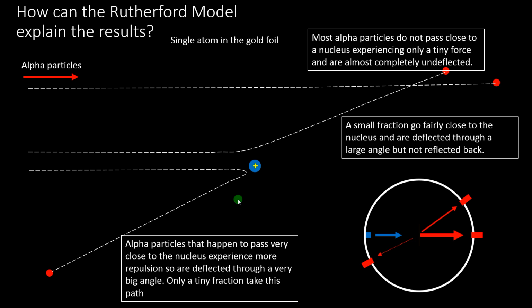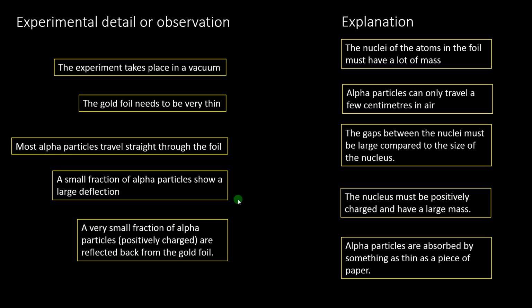So you need to be able to explain how those two things link together. And finally, just some features of the experiment and the observations and the explanations that go with them. If you just pause the video for a second, see if you can work out which of these explanations on the right hand side match up to the experimental details in the setup of the experiment, or the observations of the experiment on the left hand side. And then when you unpause, we'll just check the answers.